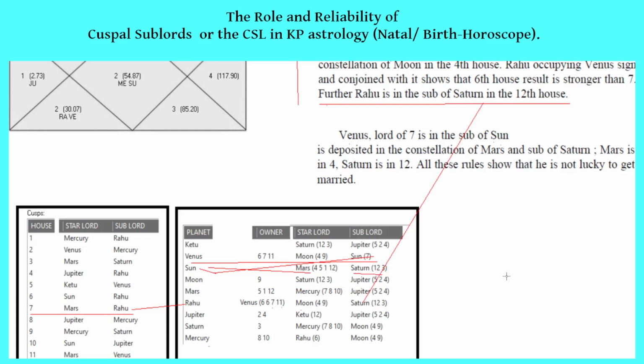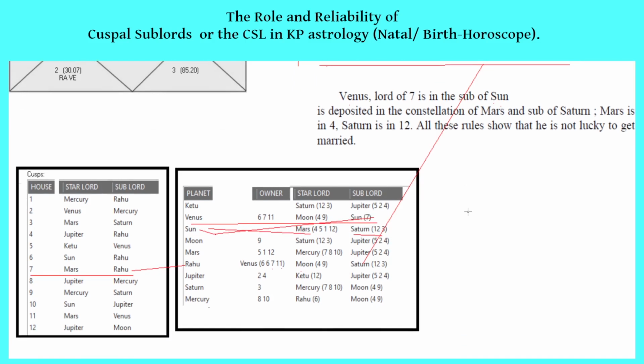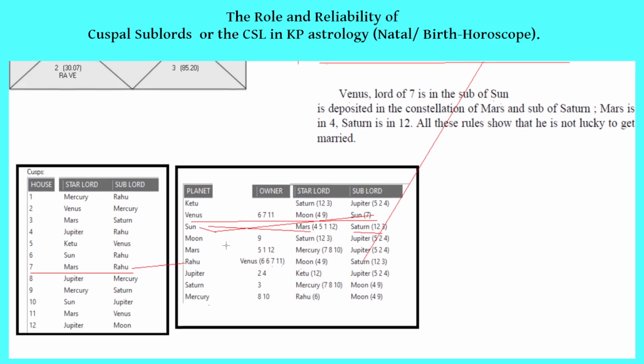So this is, I would say, far stretched, and this increases the scope of the Cuspal Sublord to too many houses. It makes it so wide that I don't think it is easy for someone to stretch that kind of imagination and infer that the marriage is not going to take place in this horoscope.